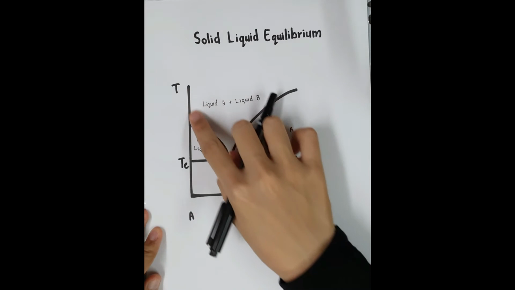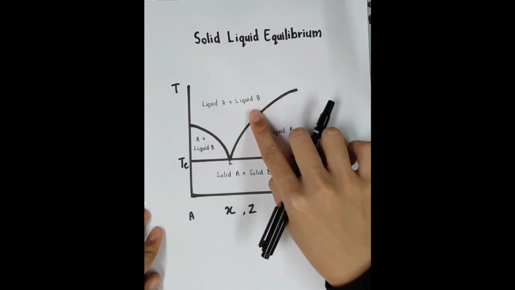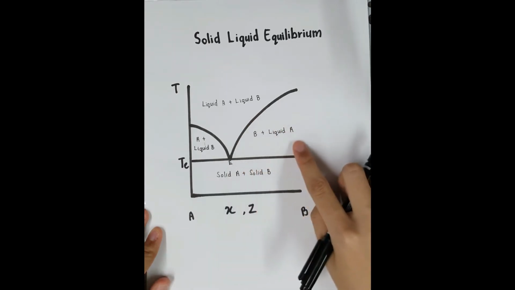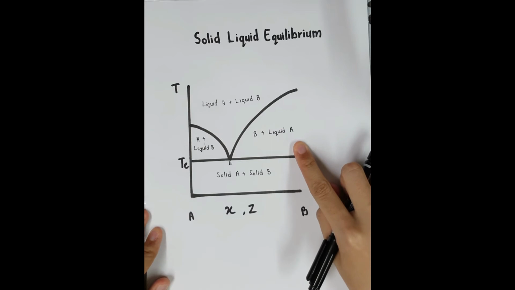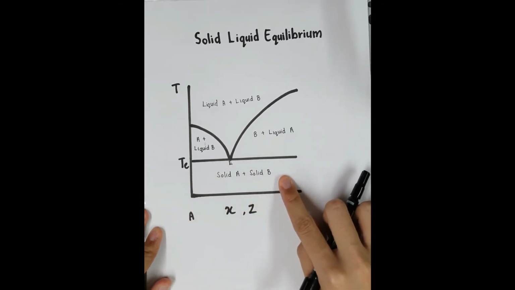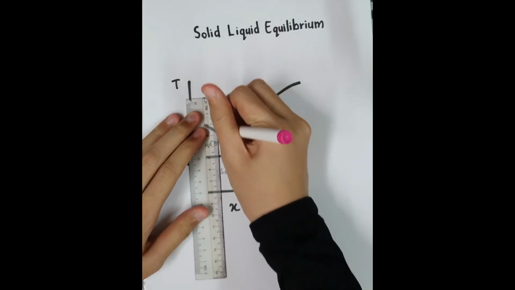Here, we will have a mixture of liquid A and liquid B. Here, we have a mixture of solid A and liquid B, while here, we will have a mixture of solid B and liquid A. And at the bottom here, under the solidus line, we will have a mixture of solid A and solid B.